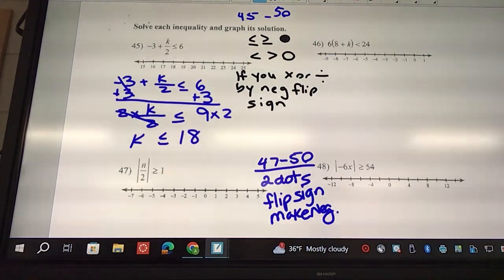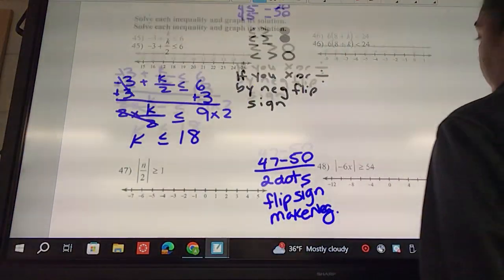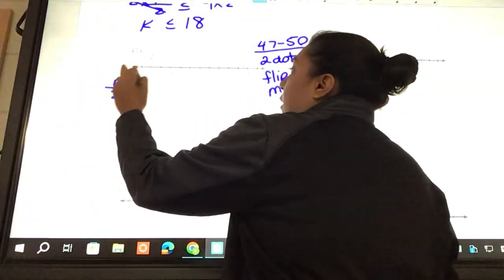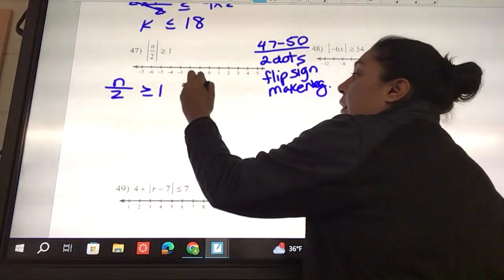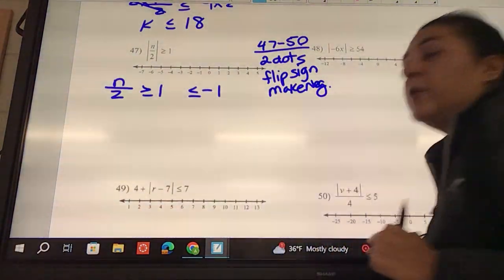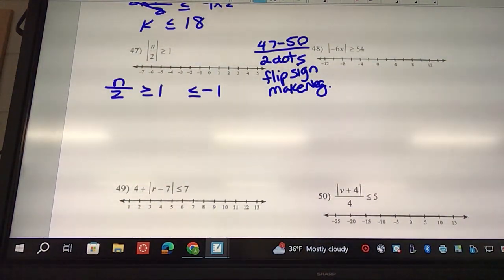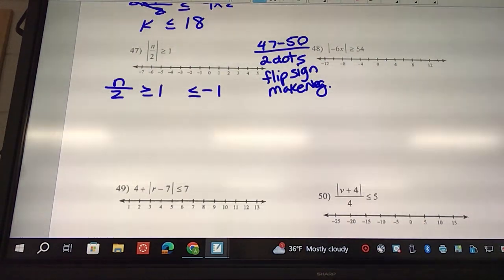Okay, so if we look at 47, again, is there stuff on the outside of the bars? No, okay, so we can go ahead and say n over 2. And then we have this for the first one. We're going to flip it and make it a negative 1 for the second one. And so now if we're looking at this, what needs done? Times 2 on all of the pieces.